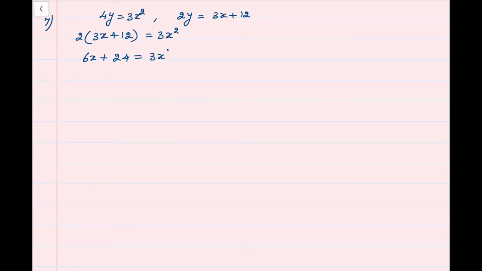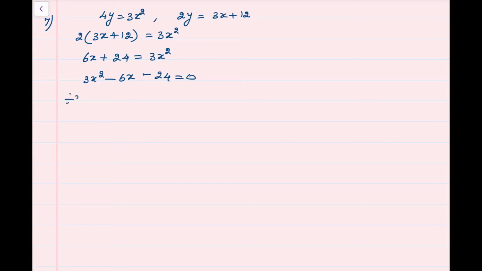Question 7. Find the area enclosed by the parabola 4y equal to 3x square and the line 2y equal to 3x plus 12. We will solve these two equations. 2 times 2y is 3x plus 12 equal to 3x square. 6x plus 24 is 3x square. We get a quadratic equation. 3x square minus 6x minus 24 is 0.